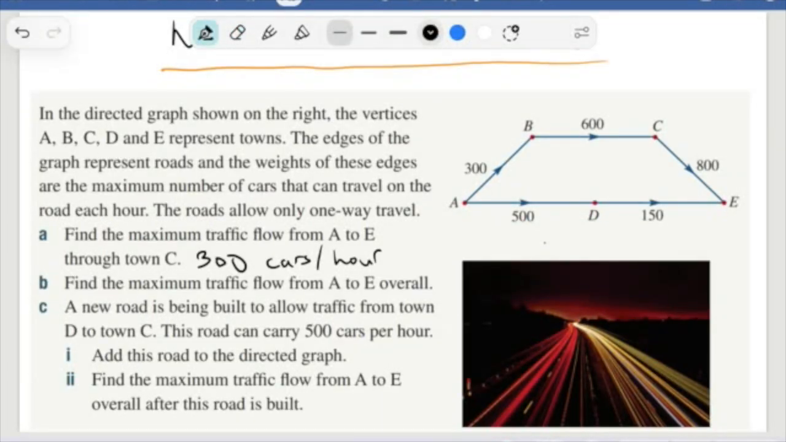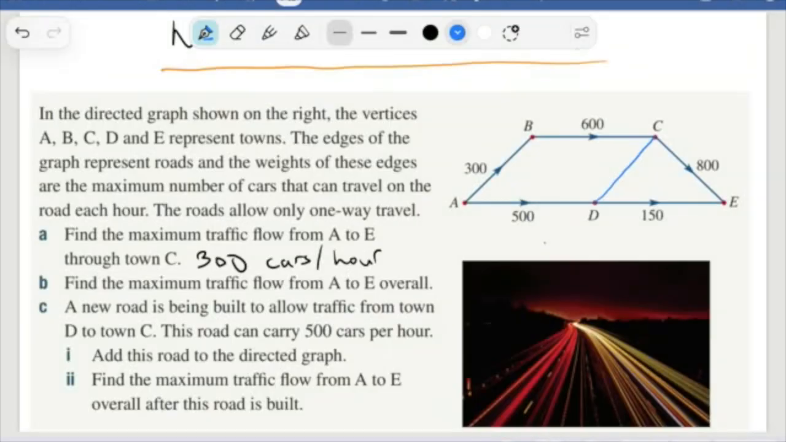Now, the last part is saying that a new road is being built to allow traffic from town D to town C. The road can carry 500 cars per hour. So the first part is just saying to add this road to your directed graph. So all we're going to do is it's from D to C. So we're going to draw this here.